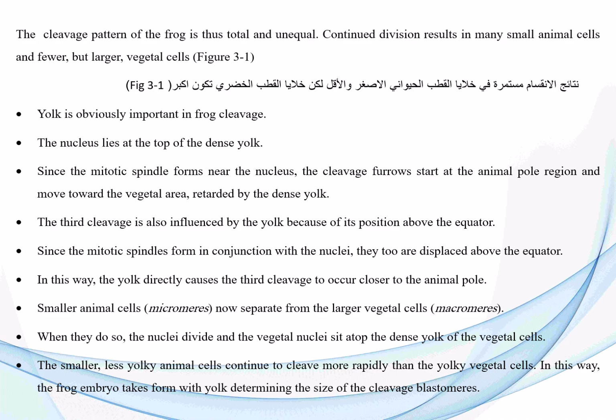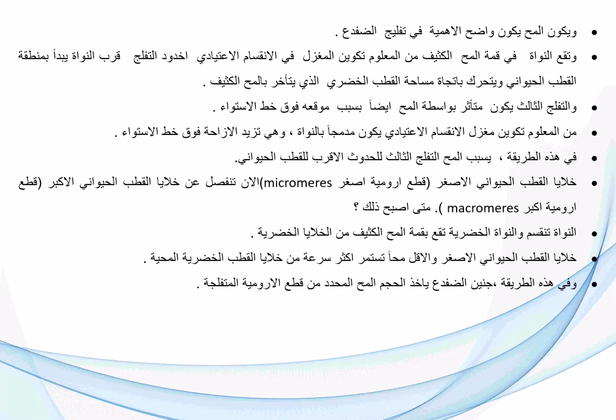It means the cells produced in the upper animal region are much smaller than the cells produced in the lower yolky vegetal region. So the cleavage is total, but it's unequal. Exactly. Total and unequal. And this continues. You end up with lots of small cells up top, the micromeres, and fewer, but much larger yolk-filled cells down below, the macromeres. This sets up a difference in cell size right from the third division. It's a fundamental asymmetry established super early, all because of that yolk distribution.